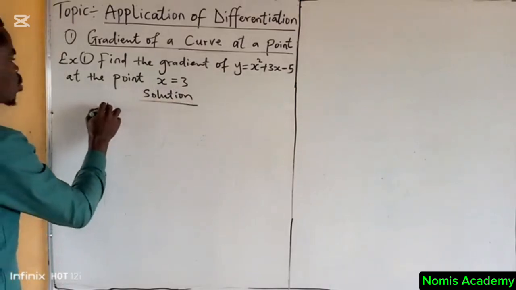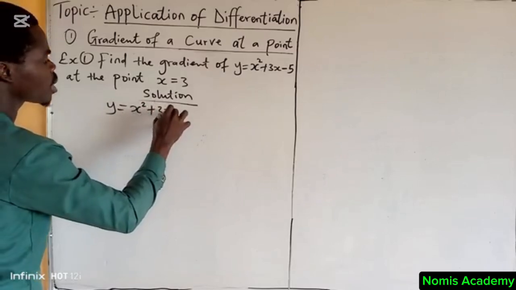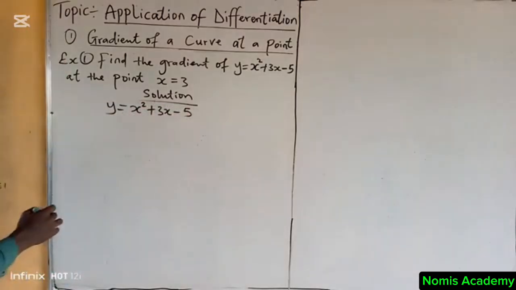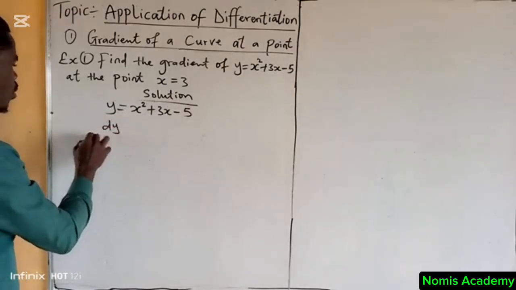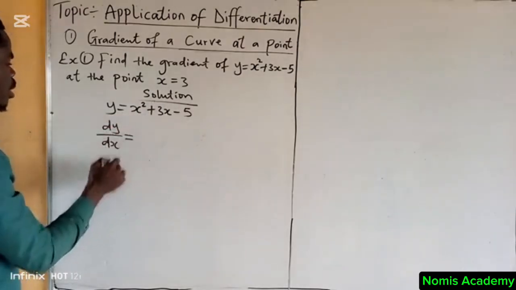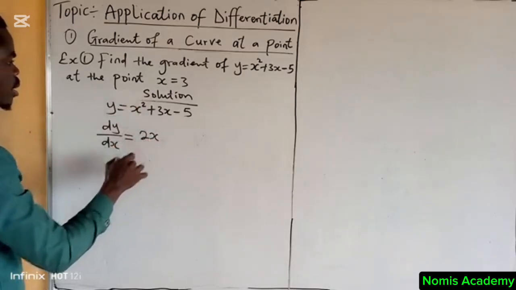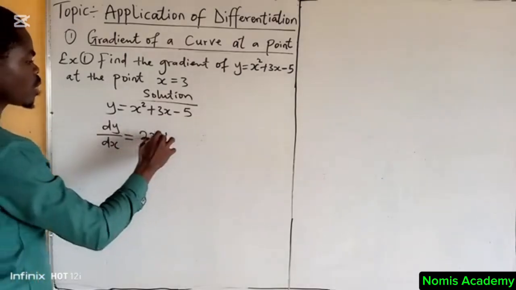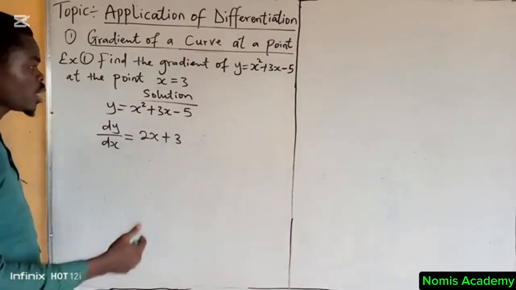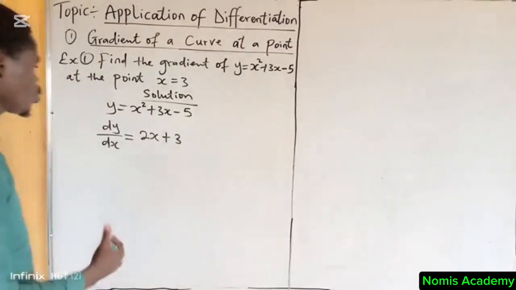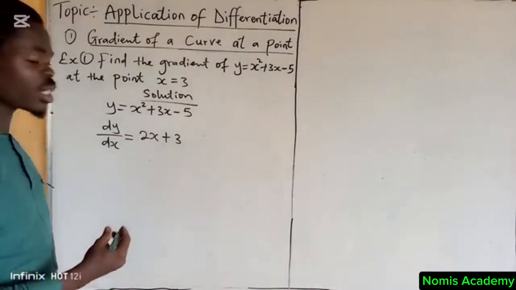The function given is y equal to x squared plus 3x minus 5. The gradient of this curve is going to be dy over dx, which is, when you differentiate the function, x squared becomes 2x, and then 3x becomes 3, and then minus 5 becomes 0. I've explained how to differentiate in the previous video, so you can go back and watch the previous video to give you the concept of differentiation.